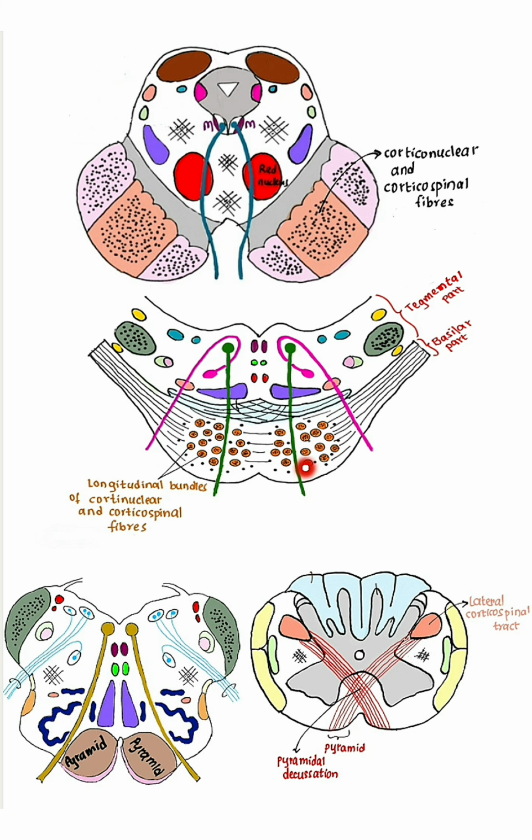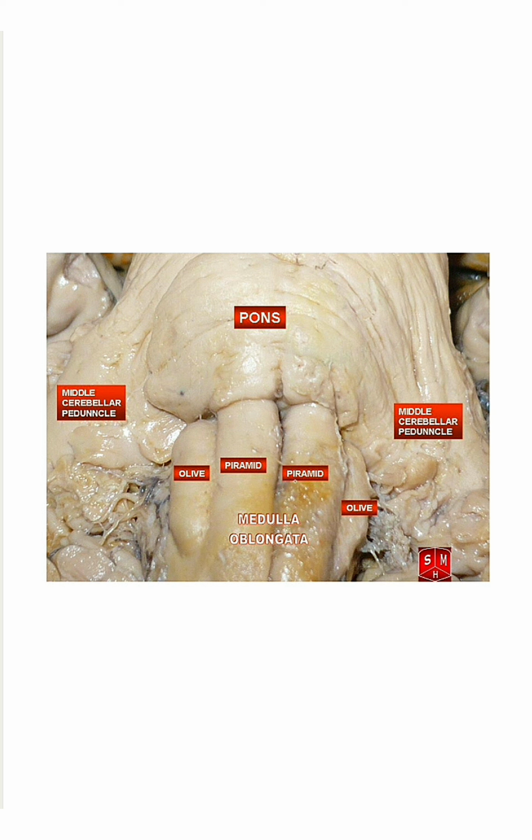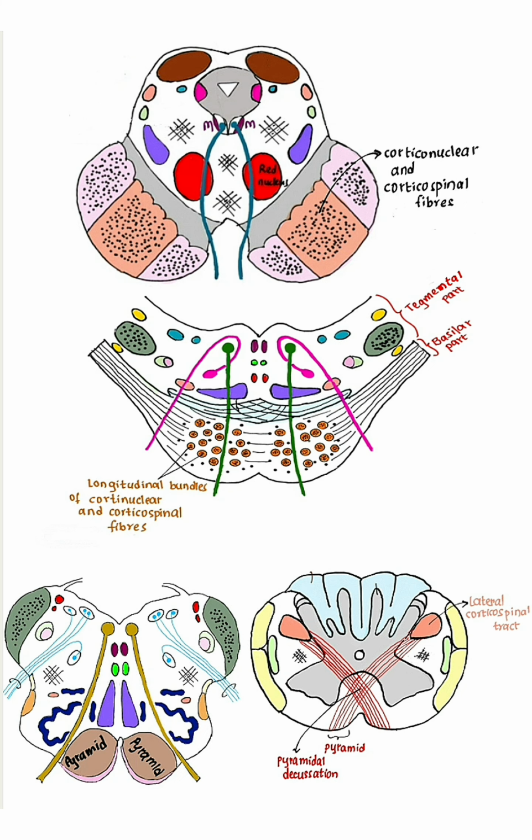In the cut section of the pons, in the basilar part, you can see longitudinal bundles. These longitudinal bundles contain corticospinal tract fibers. In the cut section of the upper medulla at the level of the olives, the corticospinal tract fibers pass through the pyramids. These are the pyramids of the medulla oblongata. In the lower part of the medulla, pyramidal decussation occurs. This is the cut section of the lower medulla showing pyramidal decussation.